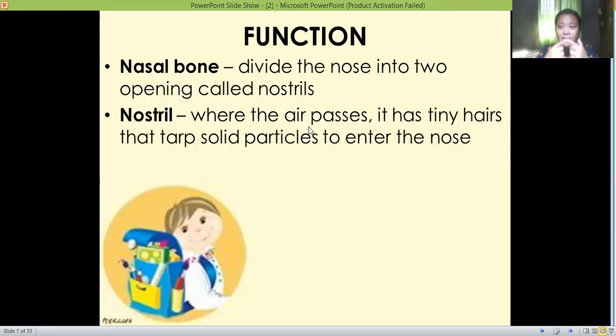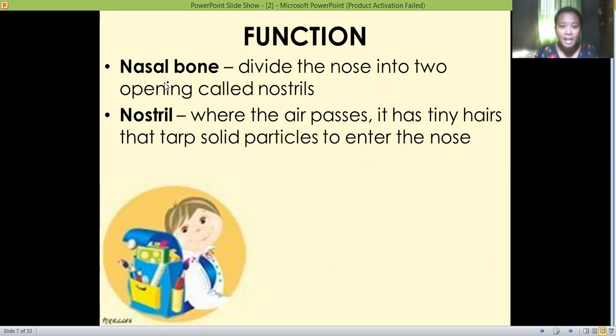There are tiny hairs, and the work of these hairs is to what? To trap the solid particles that are entering your nose. Siya yung parang shield. Sinishield niya yung nose, yung mga tiny hairs, para hindi maka-enter yung mga solid particles inside your nose. So that one is nostril.